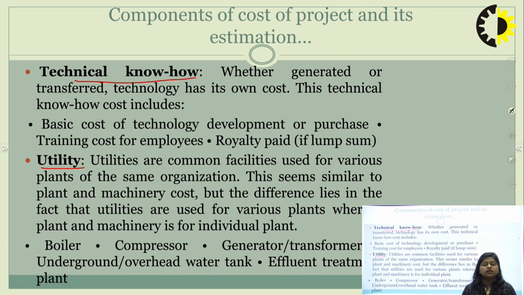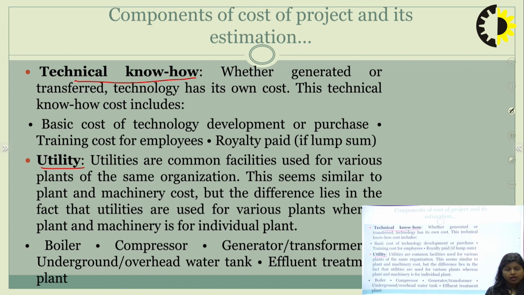Okay, they are the common facilities which are used for various plants of the same organization. In the same organization, we can have a number of plants. So these are the facilities which are used by more than one plant in your organization. This seems similar to the plant and machinery cost, but the difference is that utilities are used for various plants, whereas plant and machinery is for an individual plant.